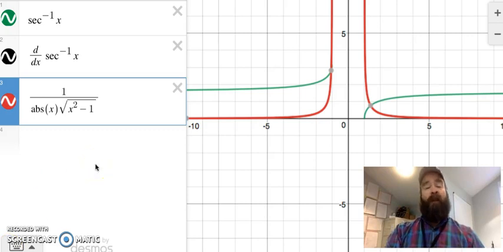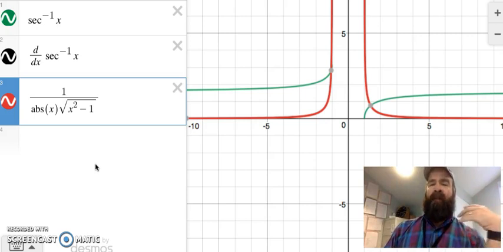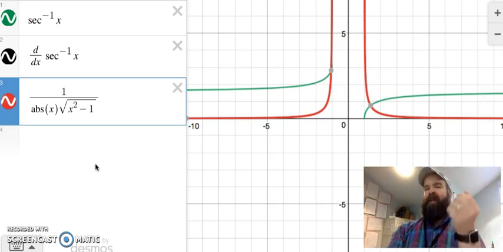Now, the reason that absolute value comes in has something to do with the way that the domain and ranges of secant and inverse secant interact, but for now, this explanation is good enough.